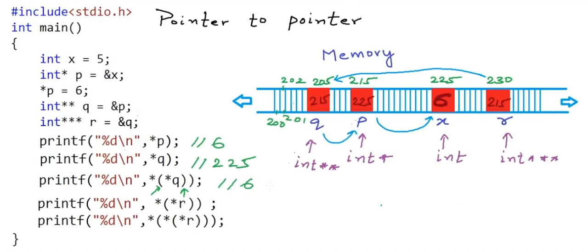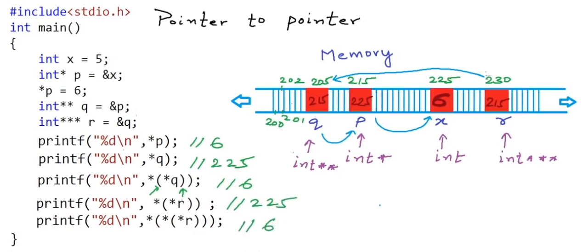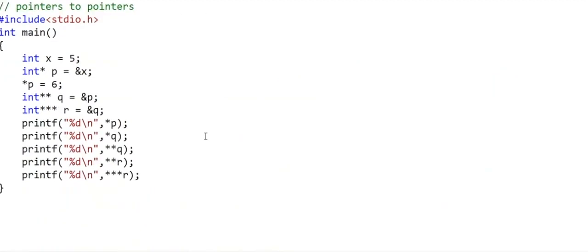Asterisk r means value in q, which will be 215, and then further one more dereferencing will take us to value in p, which is 225, and one more dereferencing will take us to value in x, which will be 6. If you see, this is really interesting. From r we are using one asterisk operator and we are able to go to q, then we are using the asterisk operator twice and we reach p, and then we are using the asterisk operator thrice and we reach x. Let's make some more changes in this code and run this in a real compiler.